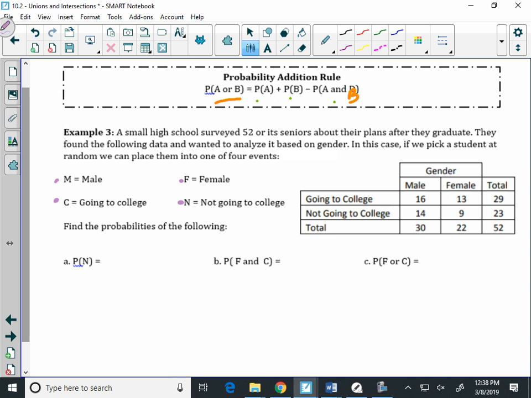Right? We want to find the probability of N. So the probability of not going to college. What's going to go in the bottom? 52. Yeah, very good. The total goes in the bottom. There's 52 seniors. Of those 52 seniors, how many are not going to college? 23. You can totally leave it like that, but just for practice sake, if we ever need to do this, what's 23 over 52 as a decimal? Just divide them. What is it? 0.44? So 44%, 23 out of the 52 of those students are not going to college.